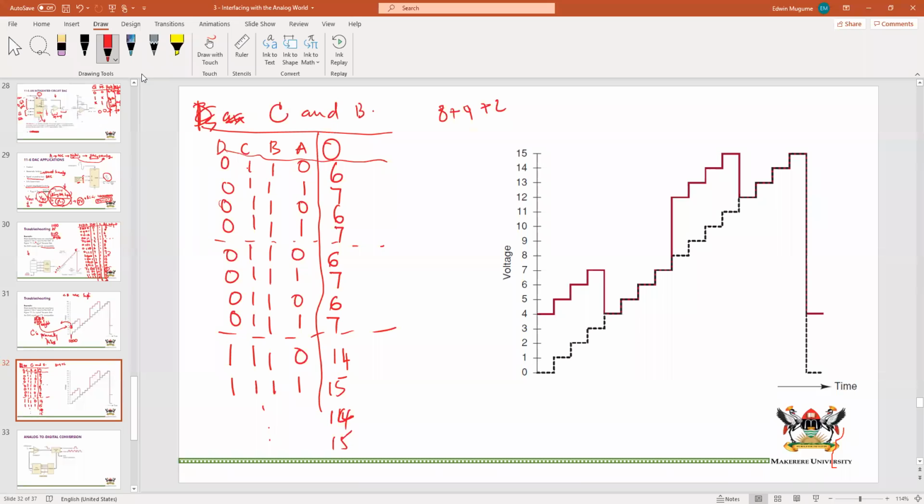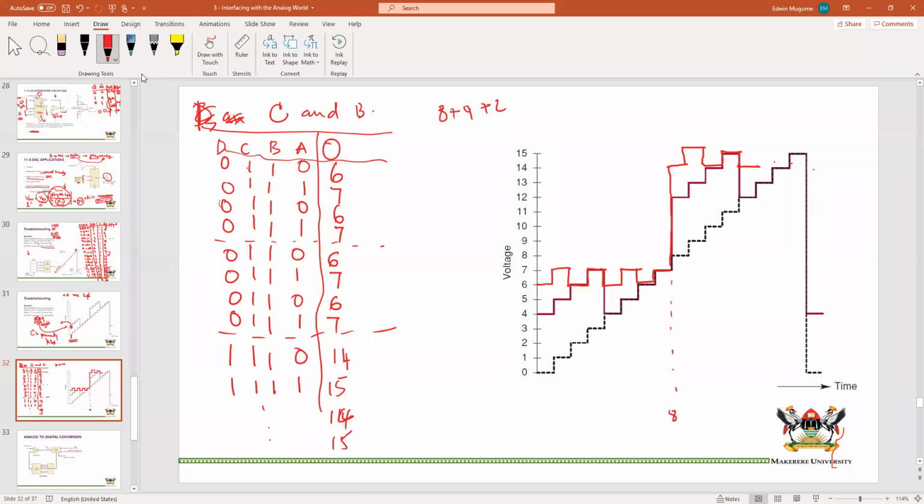And so basically where we start is we start at 6, we got 7, we go back to 6, we got 7, we go back to 6, we go to 7. Then at this point, which is the 8th pulse, I think, or 9th, we jump to 14. We jump to 14, we go to 15, we go back to 14, we go to 15, and so on.